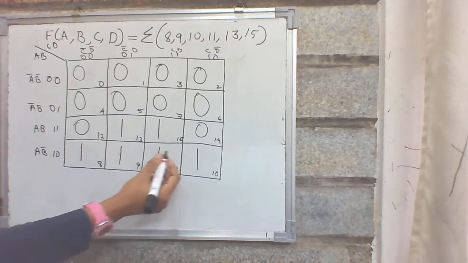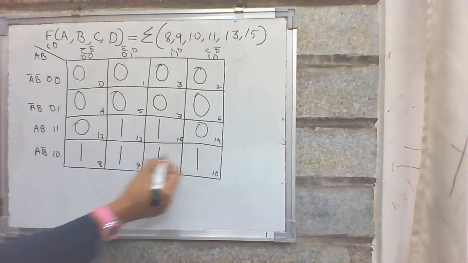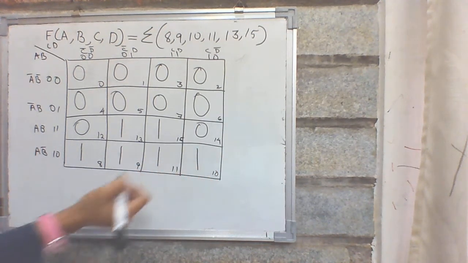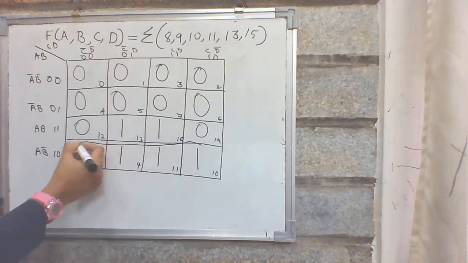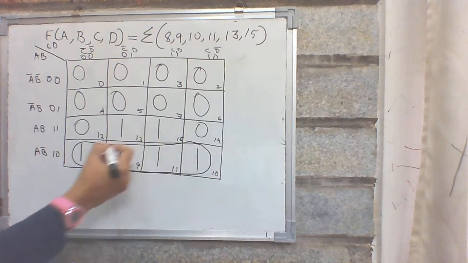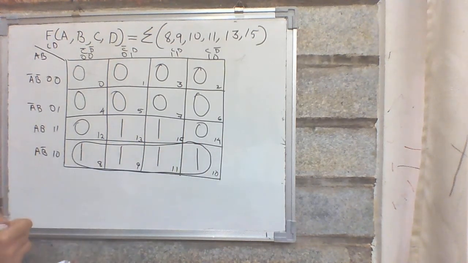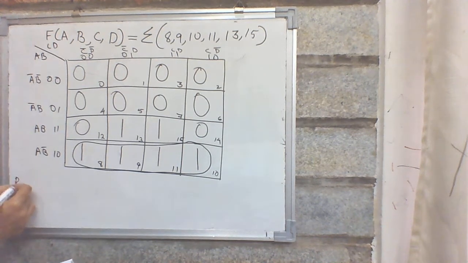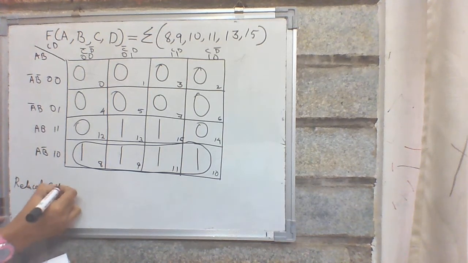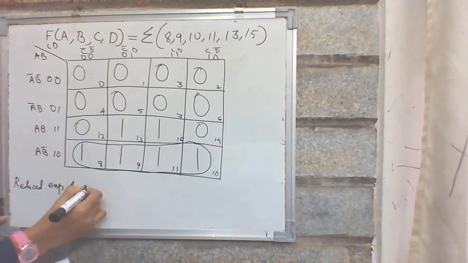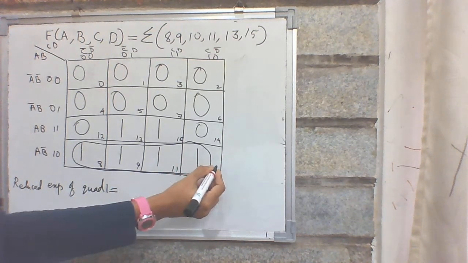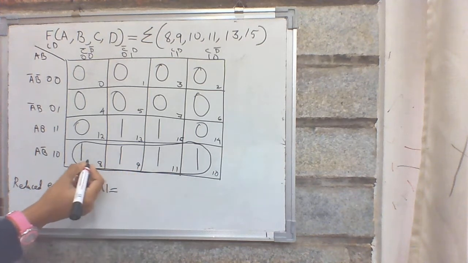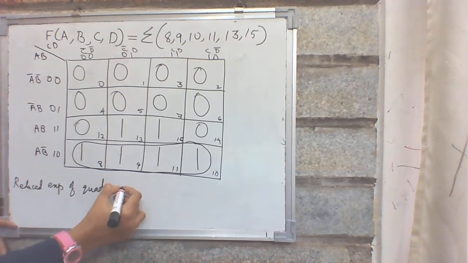First we can check. Yes, this is a quad. See, 8, 9, 11, 10 forms a quad. Then first you can circle that quad, 8, 9, 11, 10. Then reduce the expression of quad 1. What's the reduced expression of this quad? Check the left side: AB bar.